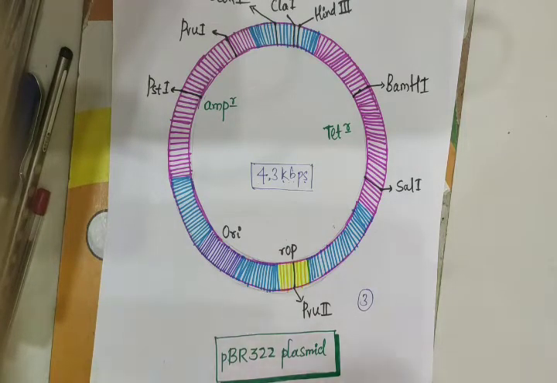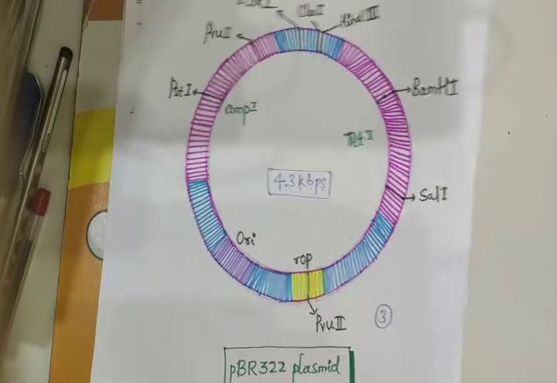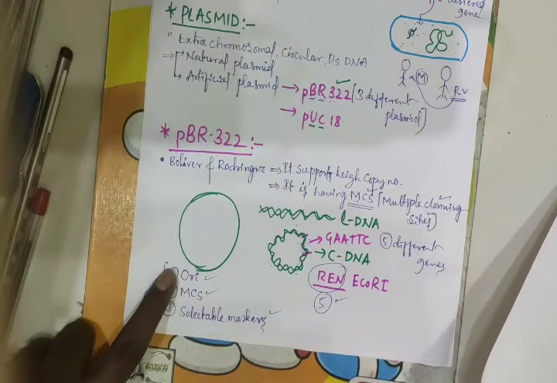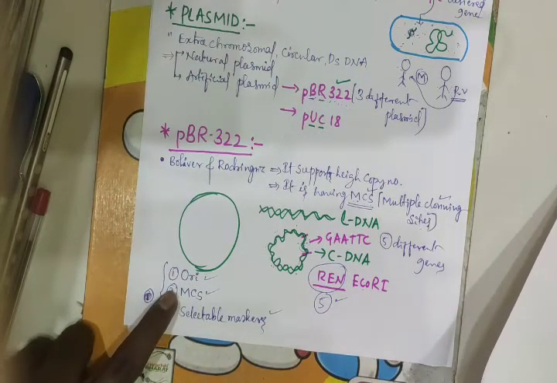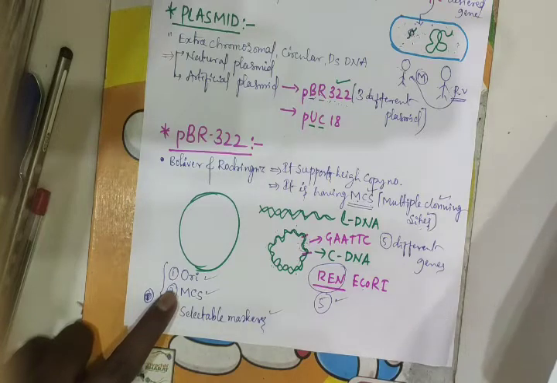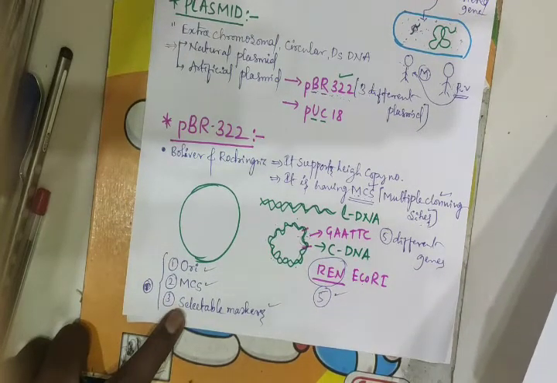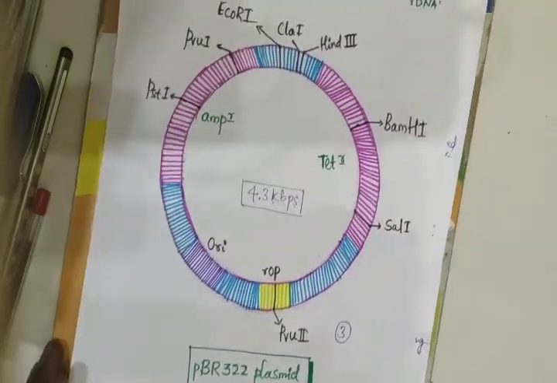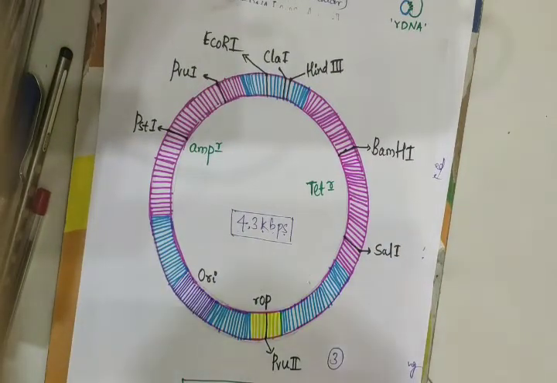And here, as I told you, the major three properties for any plasmid to act as a cloning vector. First thing, it must have an origin of replication. Second thing, it must have cloning sites, multiple cloning sites. Third thing, it must have selectable markers. Now let us see how those are present here, right?